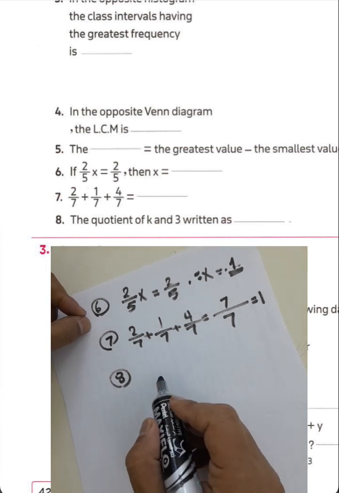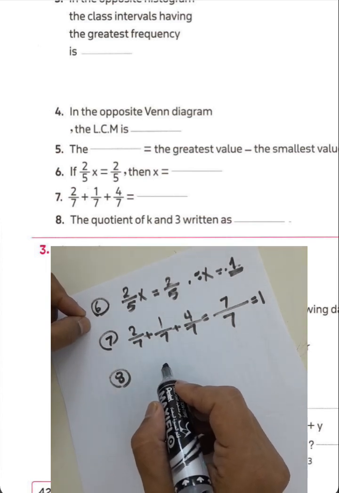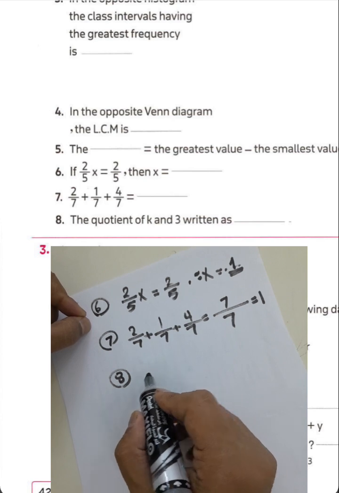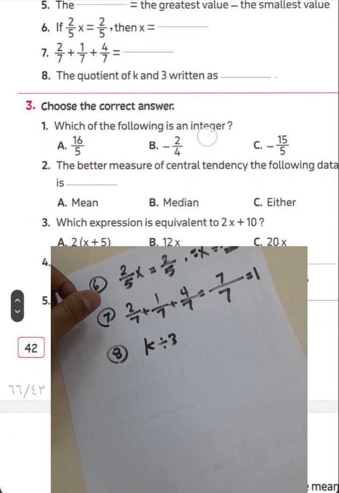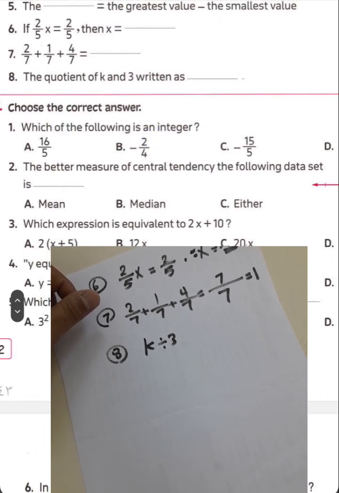Question 8. The quotient of k and 3 written as k over 3. K over 3 is the quotient. Next question: which of the following is an integer?